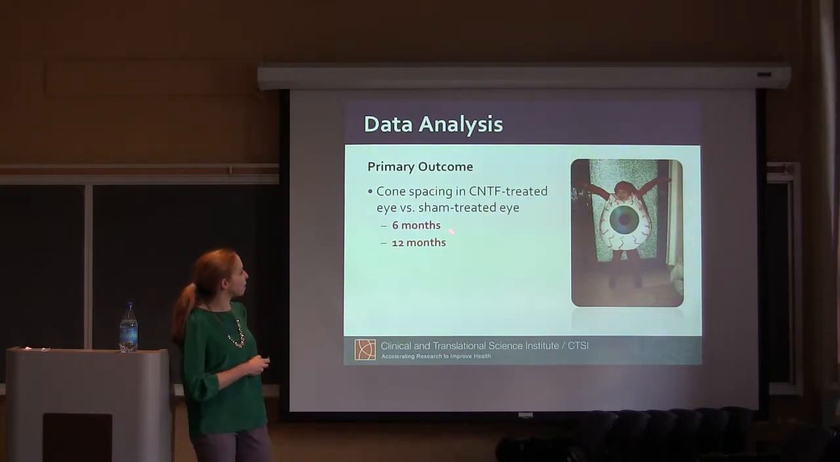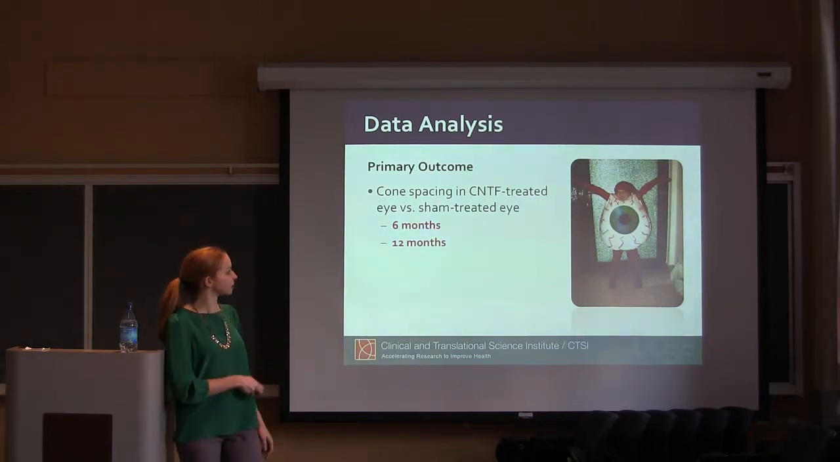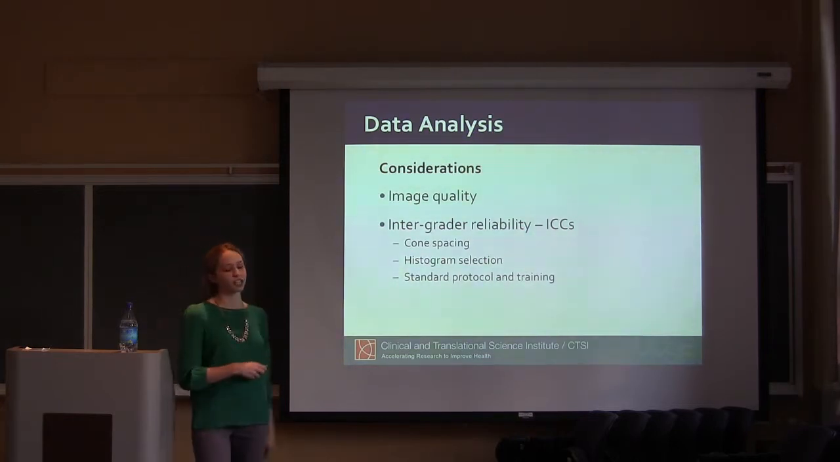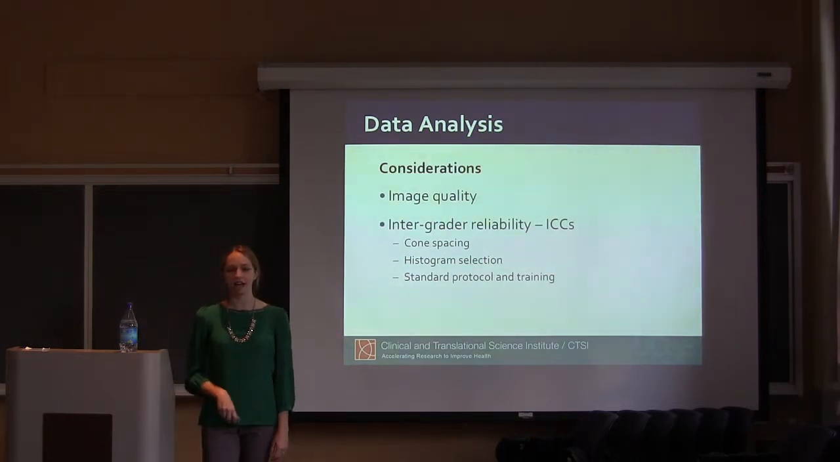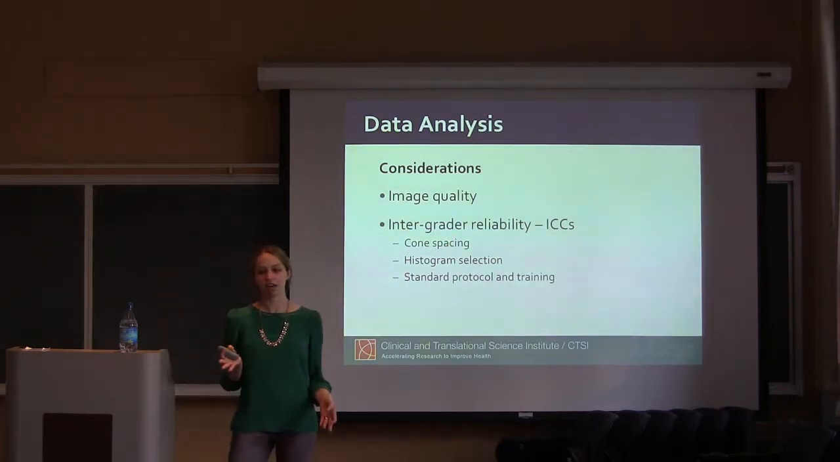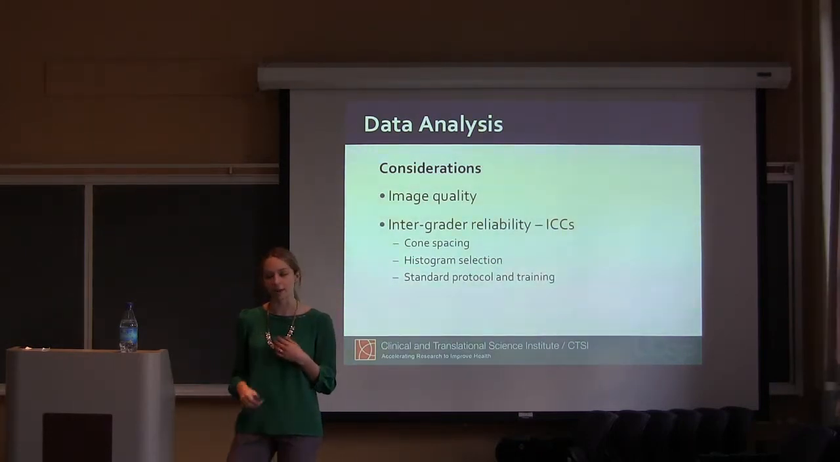So again, our primary outcomes: we're going to compare the treated eye to the non-treated eye at 6 and 12 months. We talked about some of the considerations here. Image quality can really influence the results, and so can how the graders vary, in how they interpret the cone spacing and how they interpret the histogram.